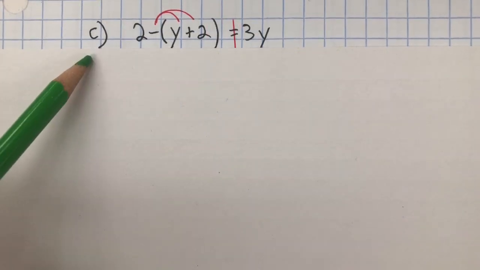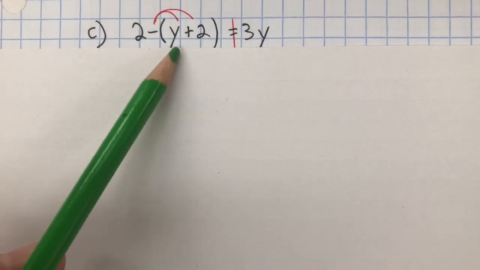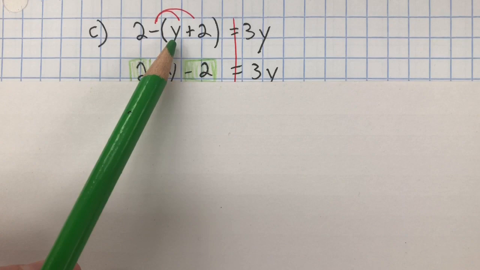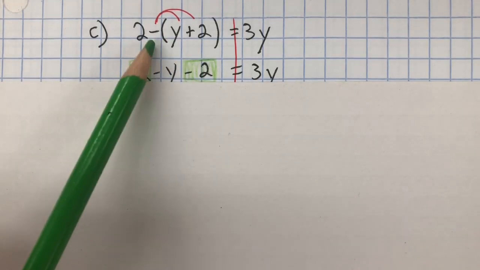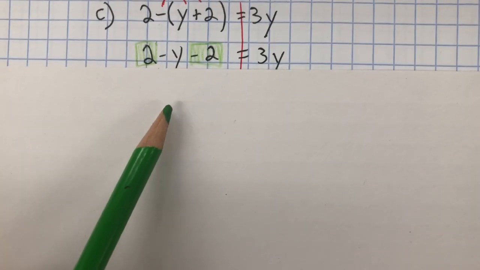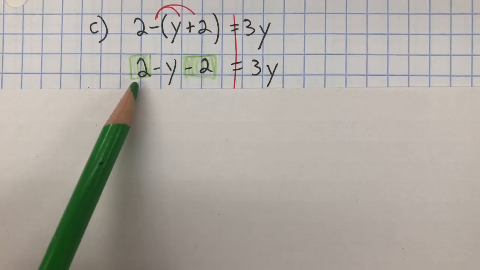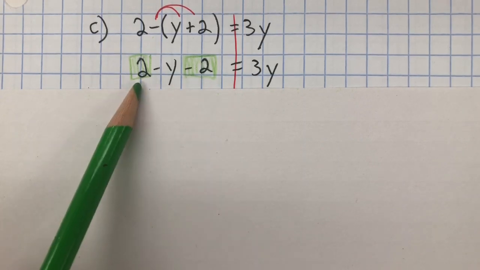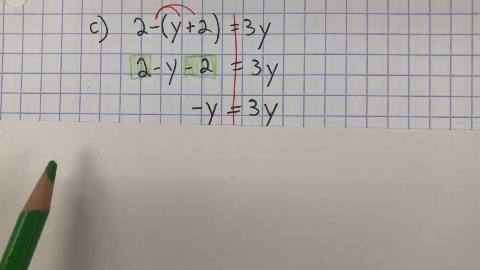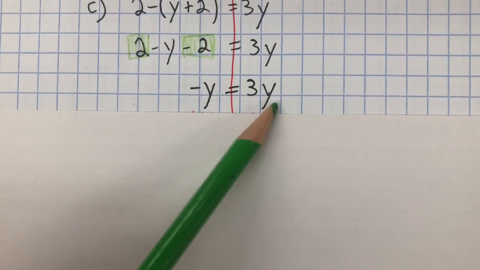For problem C, we have to first distribute this negative to both terms. So the opposite of positive y is negative y. The opposite of +2 is a -2. And you can see that now we have to combine like terms. On the left side, we have a positive 2 and a negative 2. Well, that creates a 0 pair. And now we have negative y equals 3y.